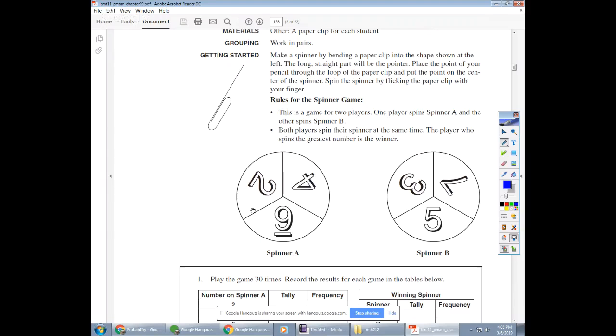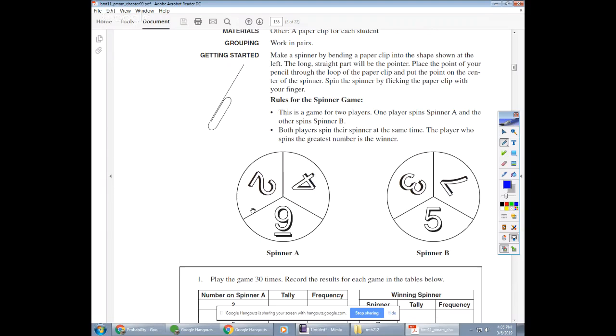So for spinner A, what's the probability I get a 4? 1 out of 3, or 1/3. Okay, 1/3 is a little messy as a percentage because the decimal goes on forever, right? But we could say, yeah, it's about 33.3%. Close enough.